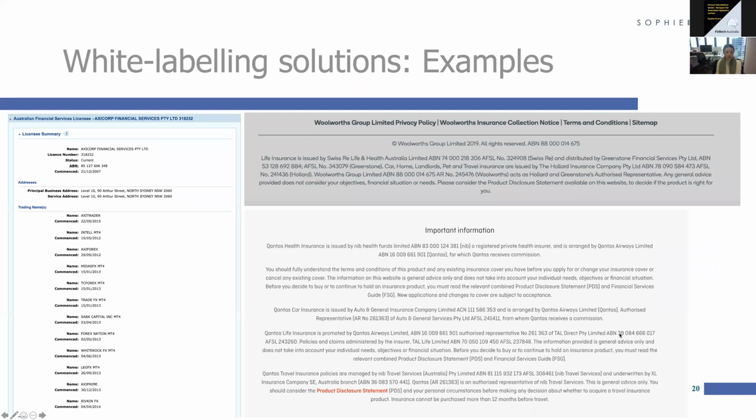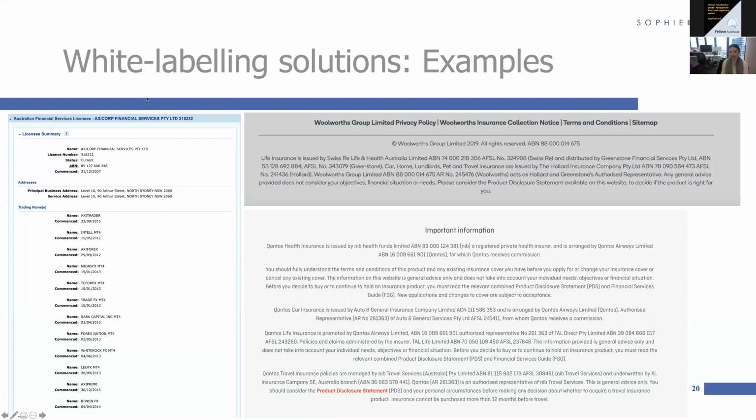If we look at the left-hand side, for example, this is the ASIC AFSL register, and we can see that the AFSL holder is AxiCorp Financial Services, and underneath there's listed a variety of trading names. So these companies have essentially white labeled AxiCorp's product and are using it for their own services. AxiCorp will have just linked the trading name to their AFSL, and the provider such as AxiForex will be providing the services through AxiCorp's AFSL, without AxiForex having to obtain its own license or become an authorized representative.